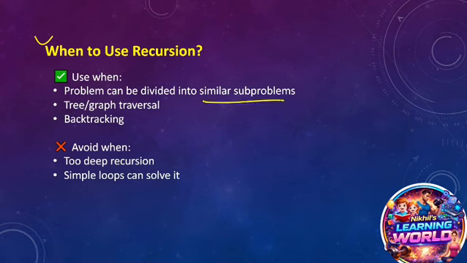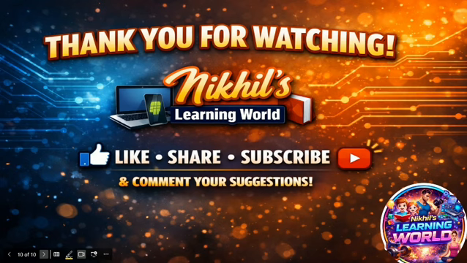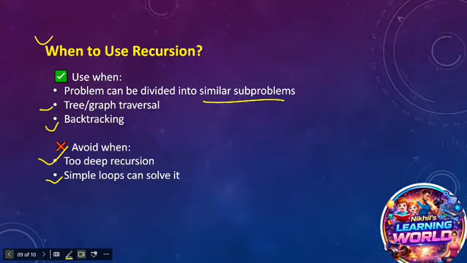So when can we use recursion? When the problem can be divided into smaller subproblems, like in tree and graph type programs, and backtracking. And we can avoid recursion in deeper recursion and nested recursion, where it could be complicated to resolve the issue and it may be infinite. So that's the reason to avoid recursion. If simple loops can solve it, we can use loops instead.